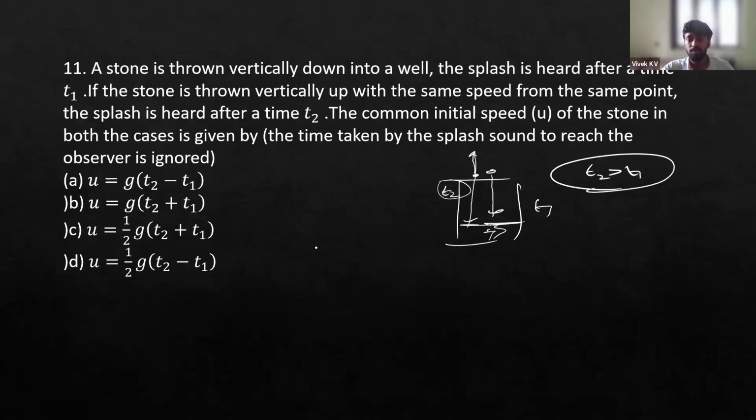So what is the common initial speed of the stone? That is what we have to find out. The time taken by the splash sound to reach the observer is neglected. Fine, so how do we calculate this? We have to calculate the common initial speed by which the stone is thrown vertically down, or by which the stone is thrown vertically upwards.